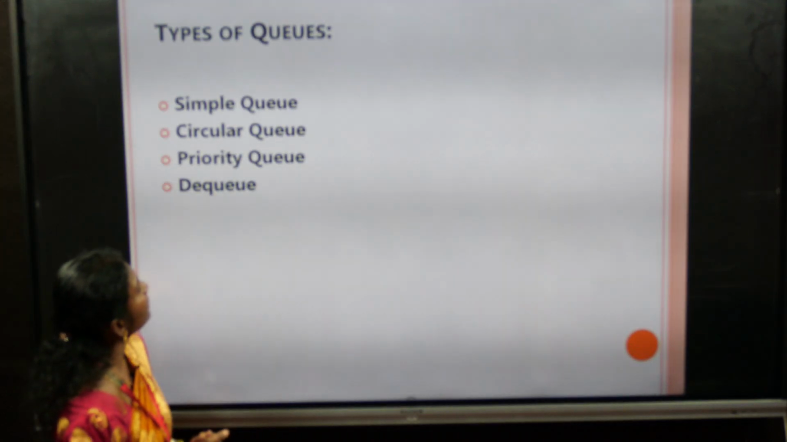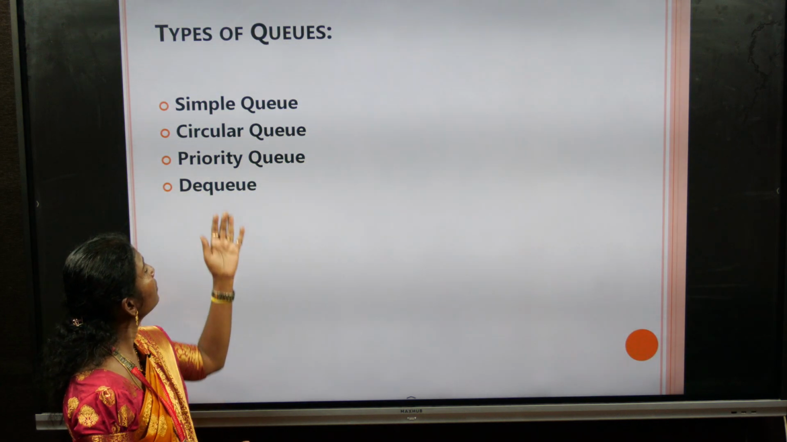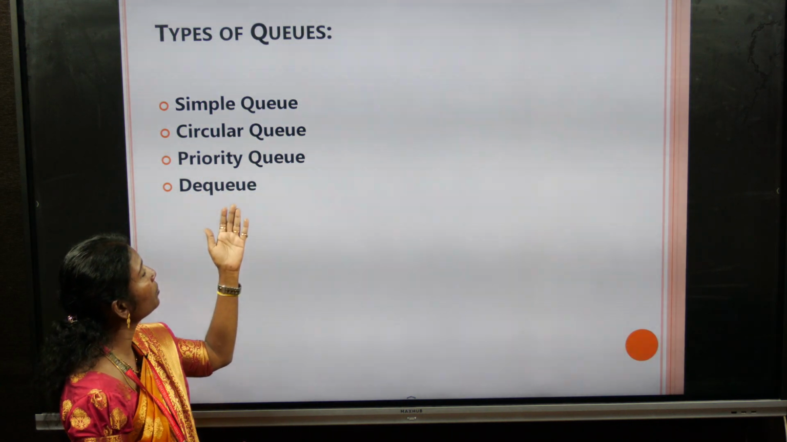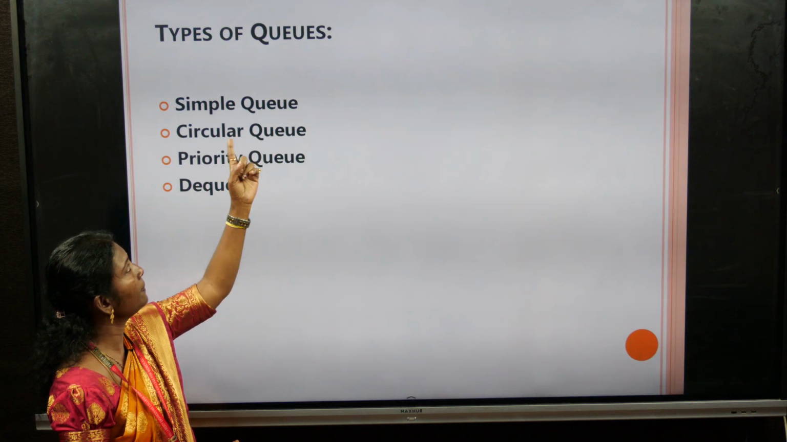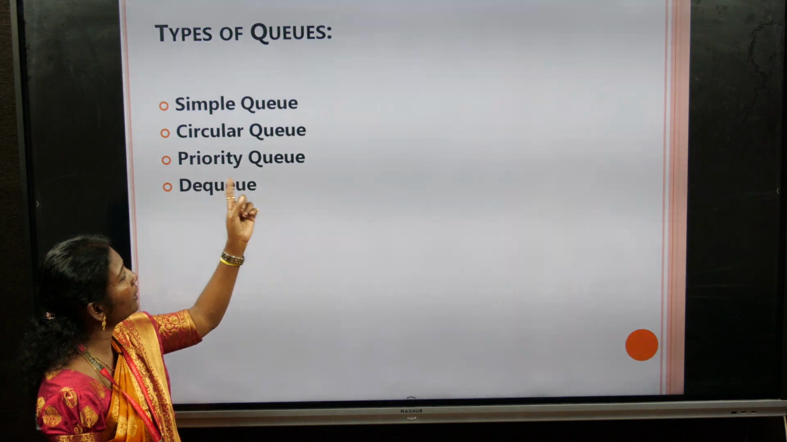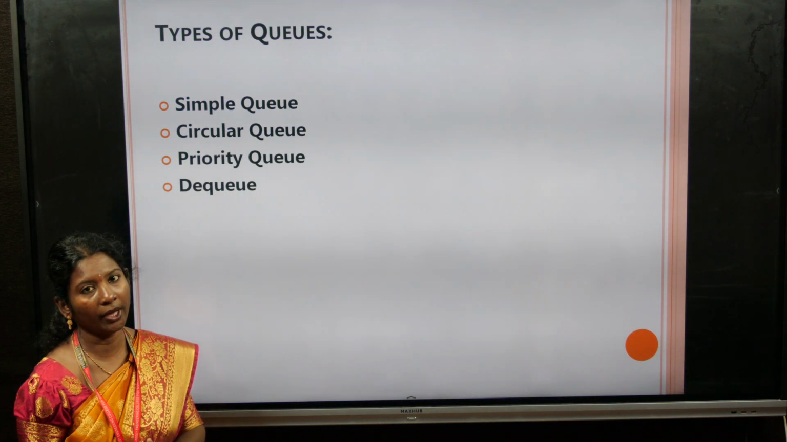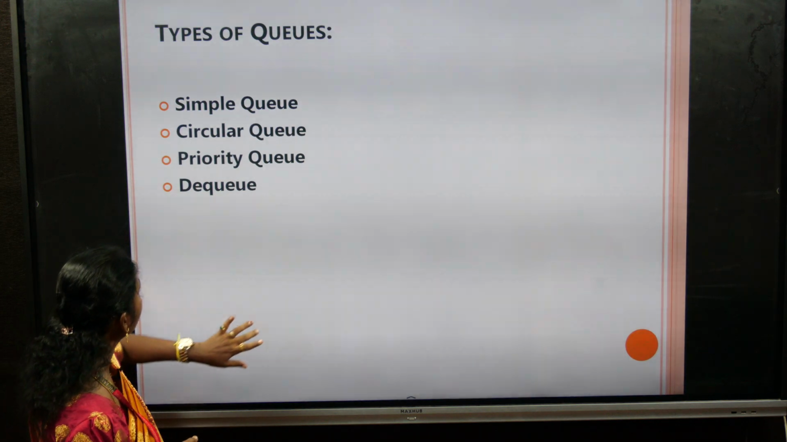Next we will discuss the types of queues. These are the different types of queues we have. The first one is a simple queue, next one is a circular queue, next is a priority queue, and the last is a deque. These are the 4 variants of queues.